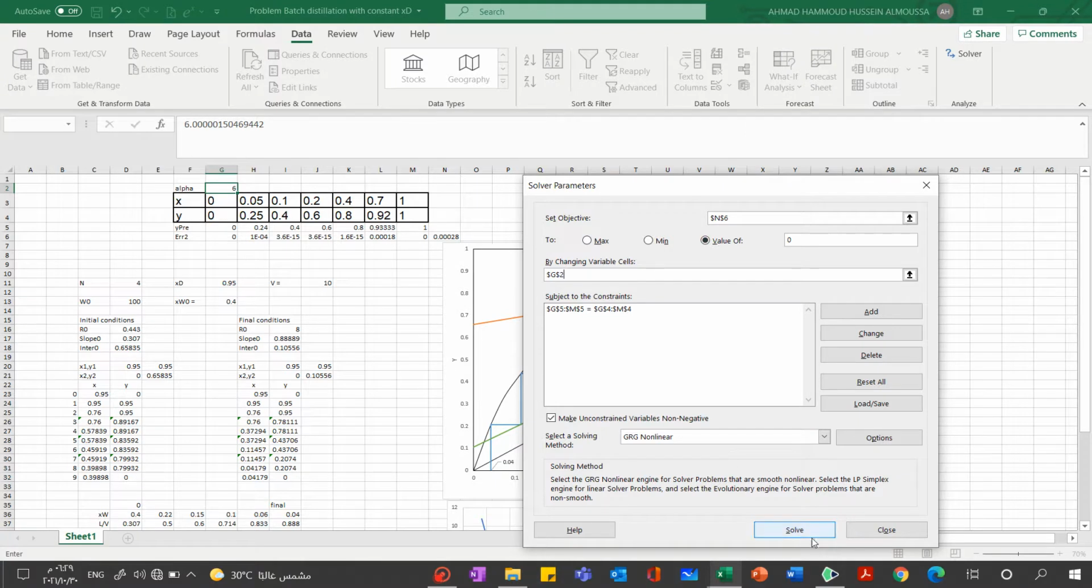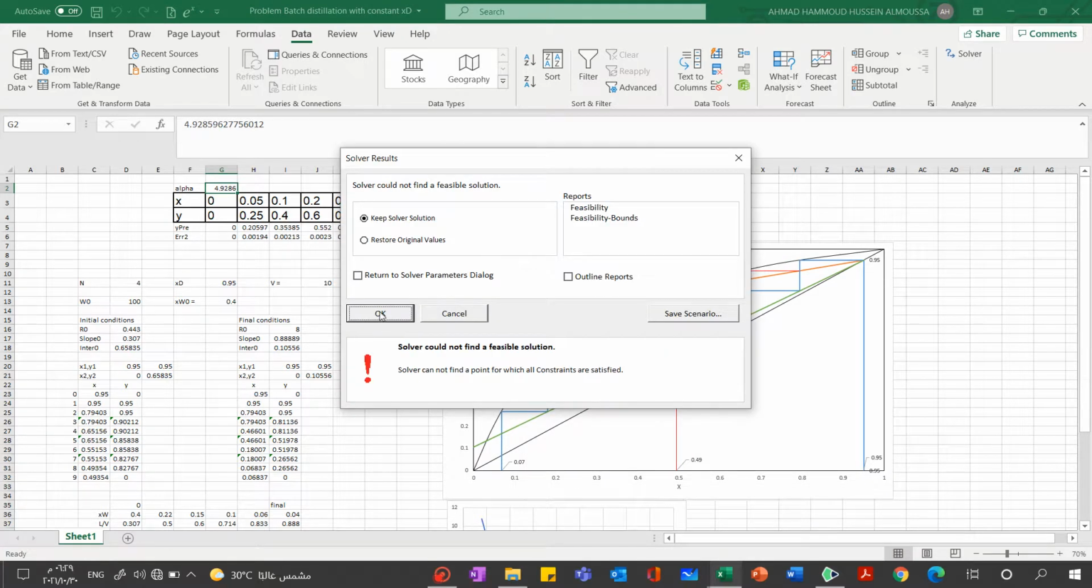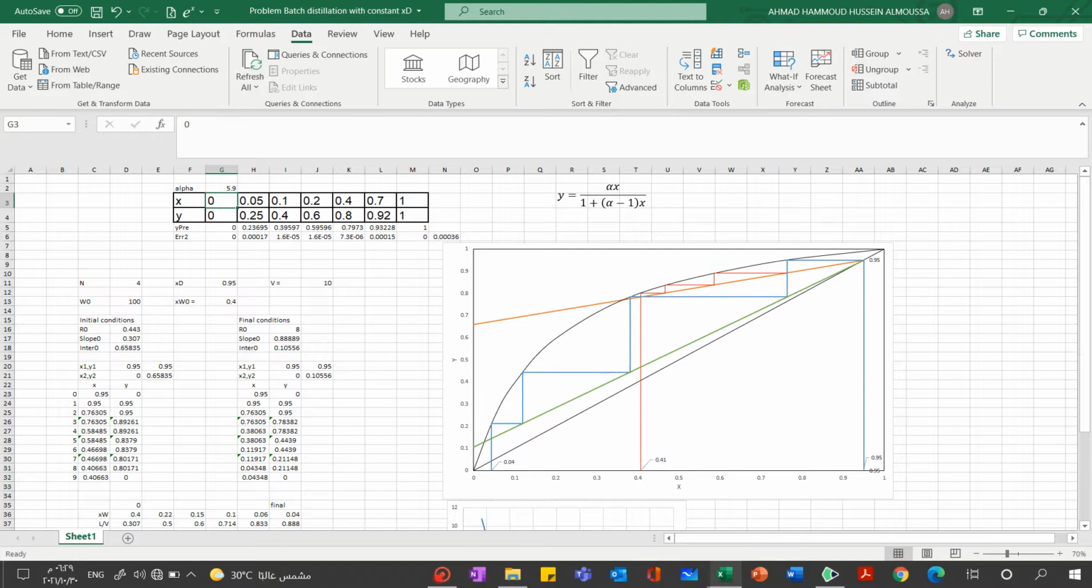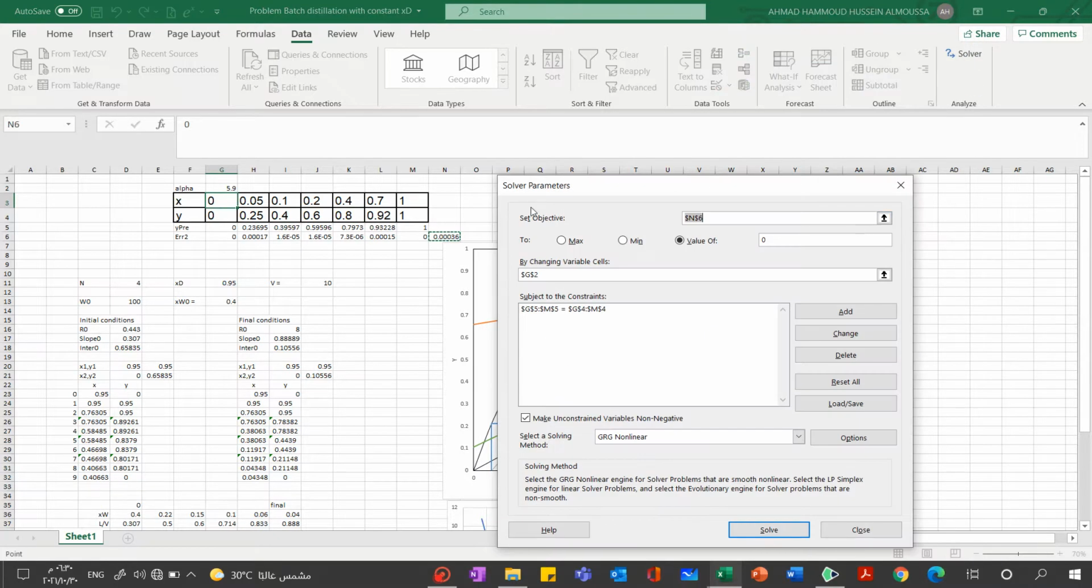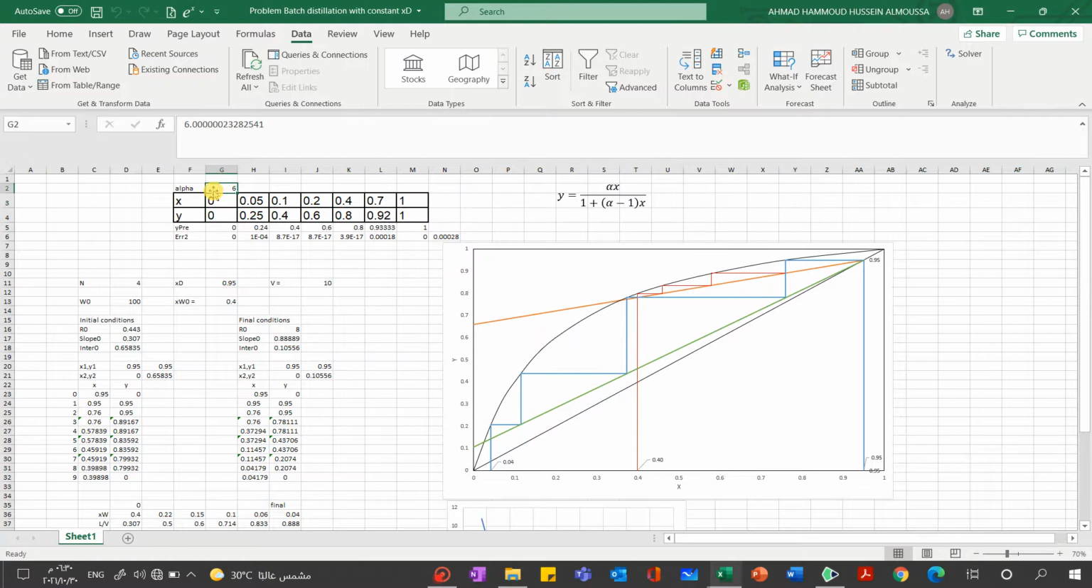Let's choose 5.9 for example. After that, go to the solver again. I don't know why the solver is doing this. Okay, all the things are okay. Solve. I hope it's working now. Okay, let's say it's 6. It's okay, 6.